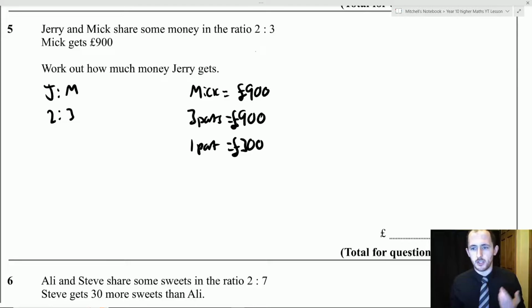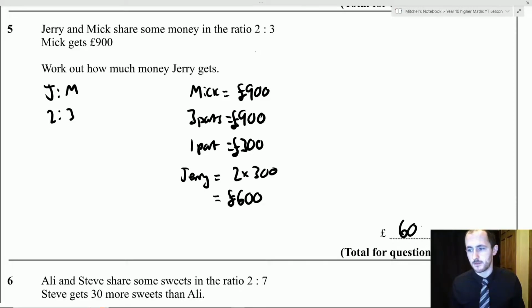So then Jerry gets 2 parts, so it's 2 times 300, which of course is £600. Is that okay, or do you want me to show you a different way to do it?